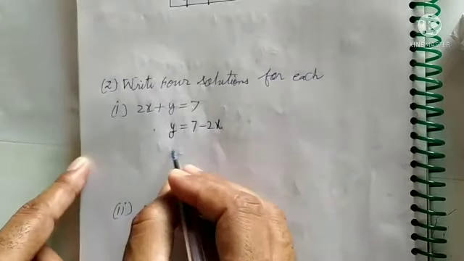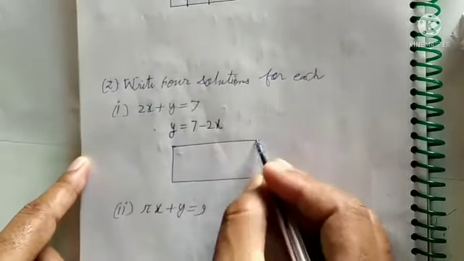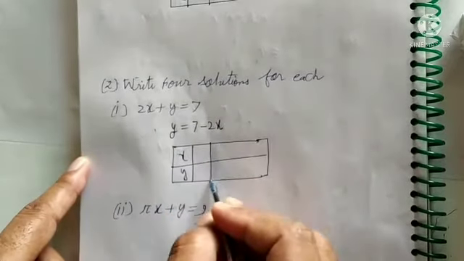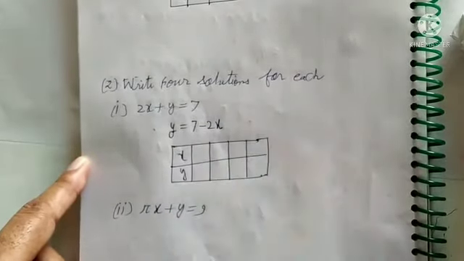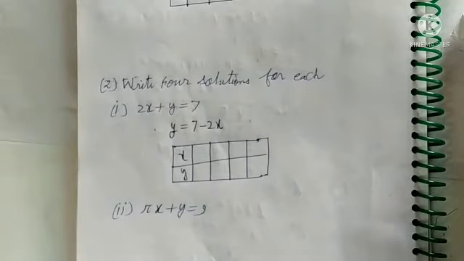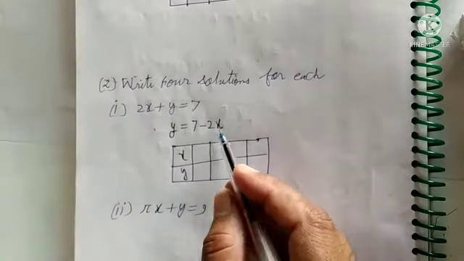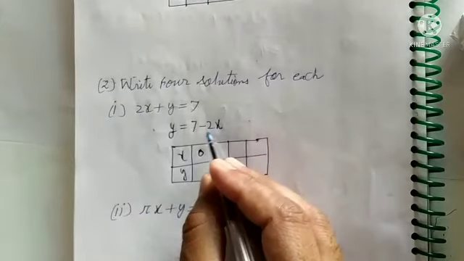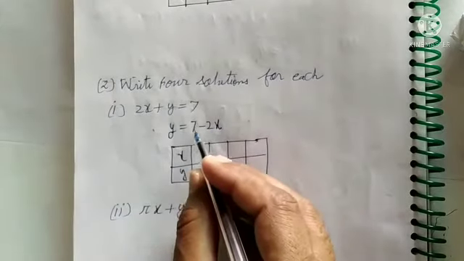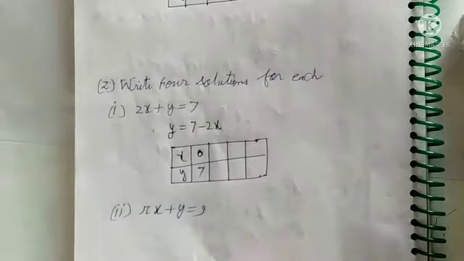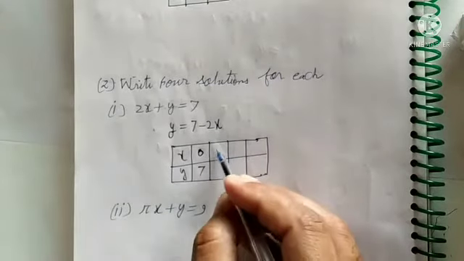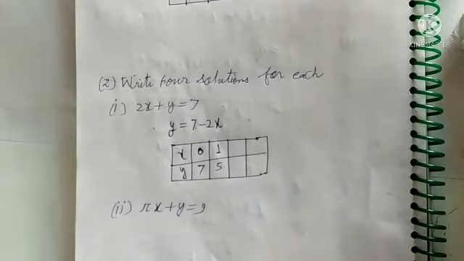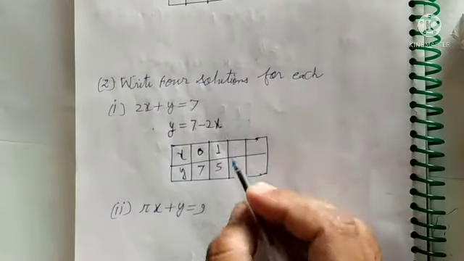So y is equal to 7 minus 2x. Now make one table. For 4 solutions, we want 4 rows here. This is x, this is y: 1, 2, 3 and 4. See, students, if you put the value of x as 0, then 2 times 0 is 0, and 7 minus 0 is 7 only. First solution we get this. Second, if you put 1, then 2 times 1 is 2 and 7 minus 2 is 5.